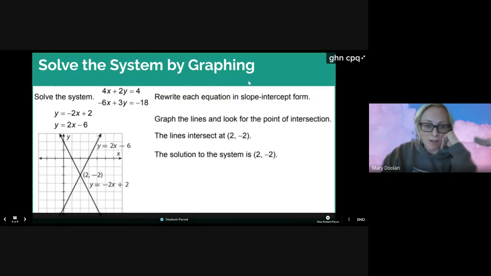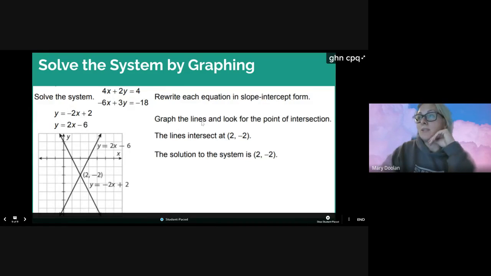Solve the system by graphing. If I ask you to solve a system of equations by graphing, and I give you two equations, you need to go through these steps. Step 1, rewrite each equation in slope-intercept form. Right now, these are in standard form. If I rewrite them in slope-intercept form, I get these two equations here.